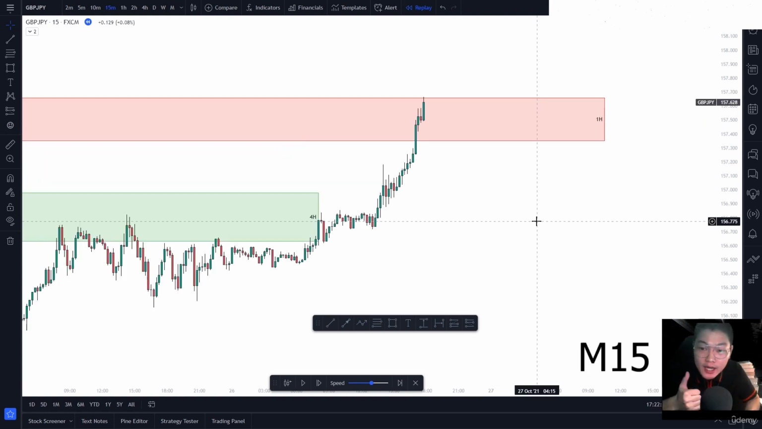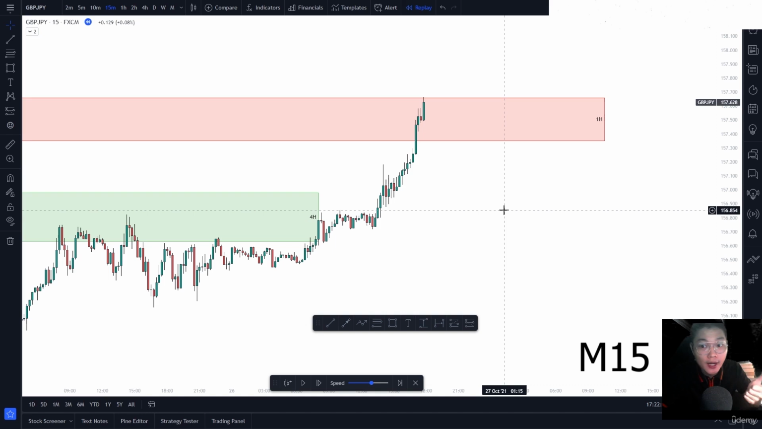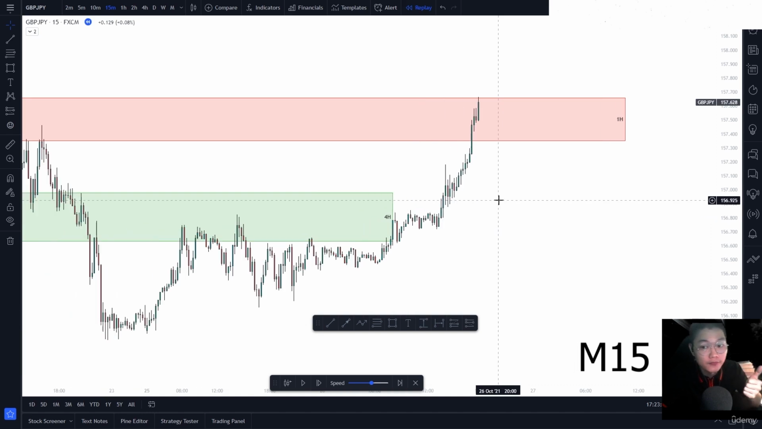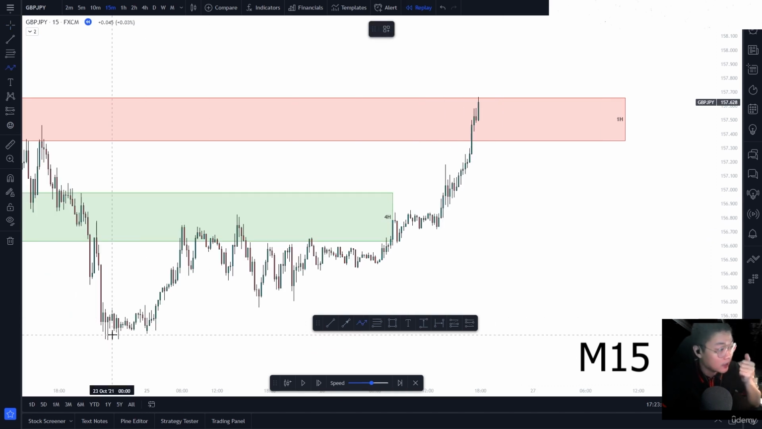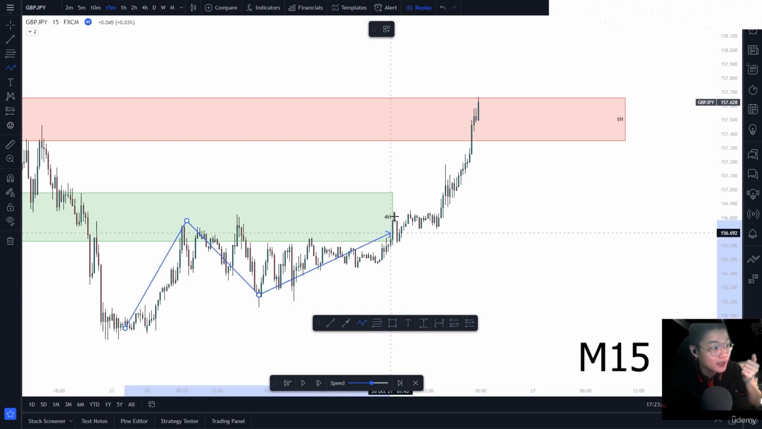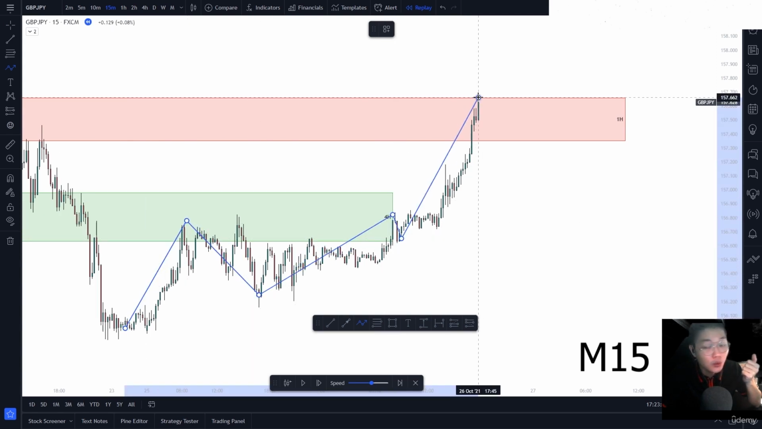And here is the 15-minute time frame. On the 15-minute time frame, you also need to define the first one, structure of the 15 minutes time frame. Let's see from the lowest to the highest. Price already create the structure like the higher high and higher low. It means that in the 15 minutes time frame, the market go into up movement, come into the supply zone of the 1 hour time frame.